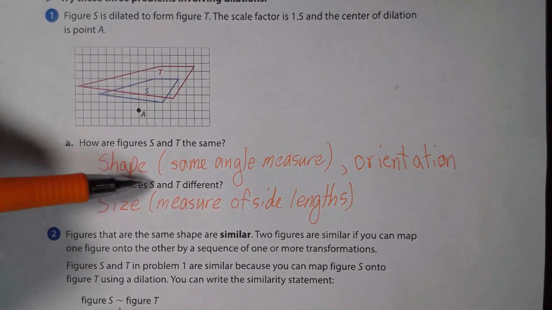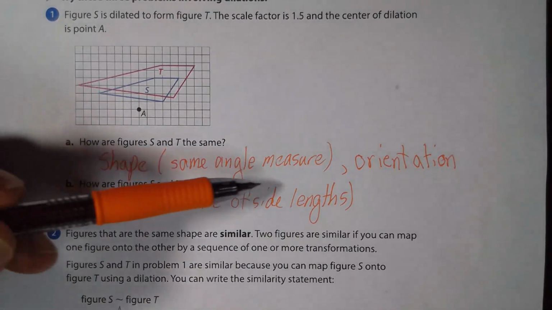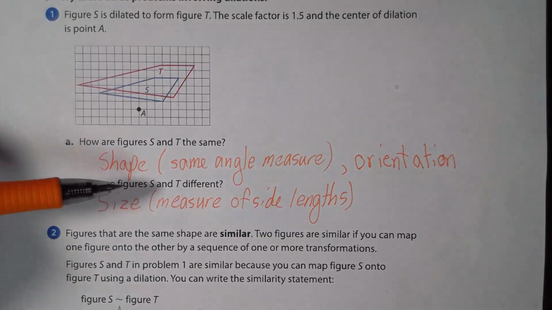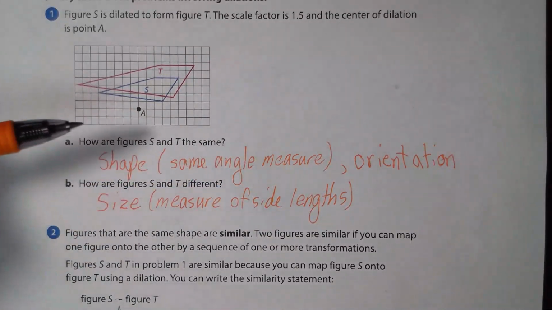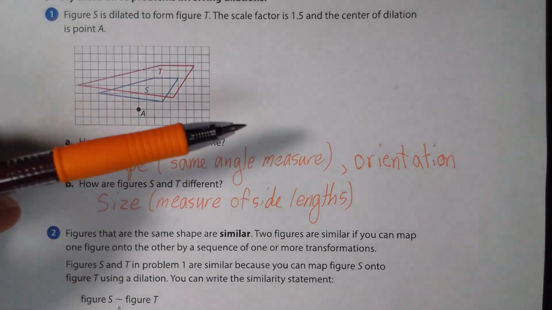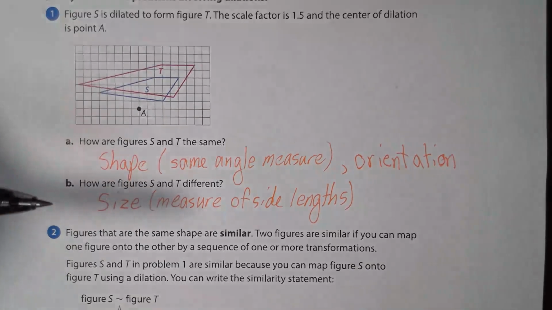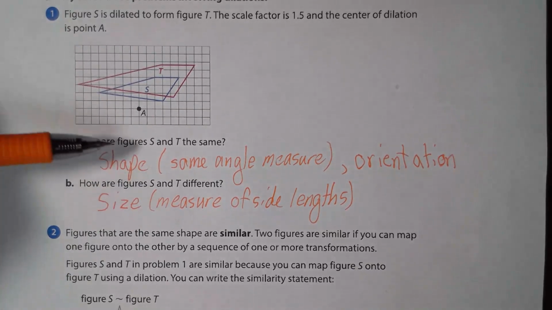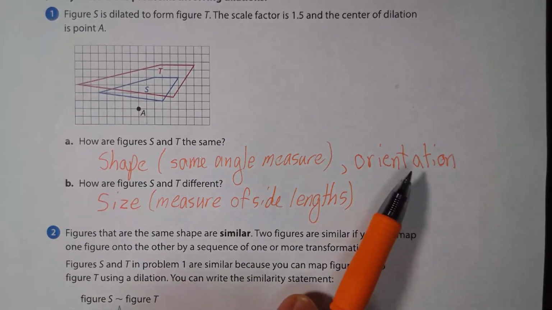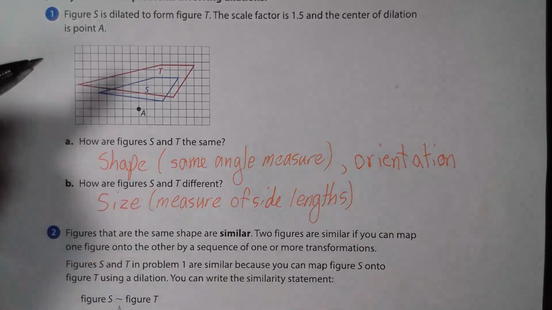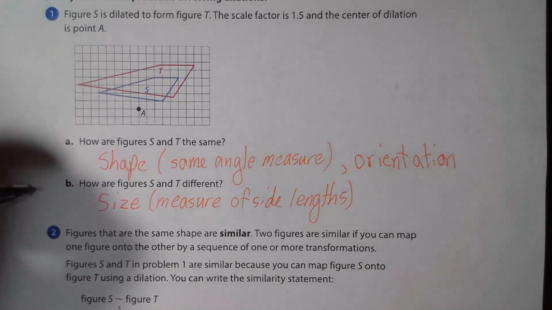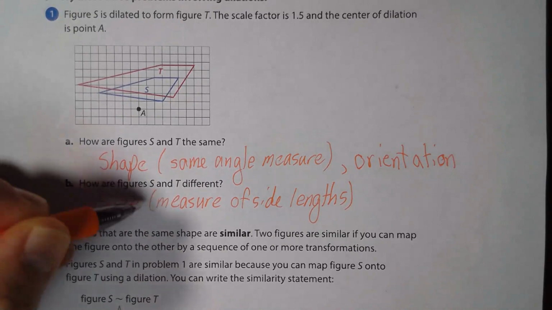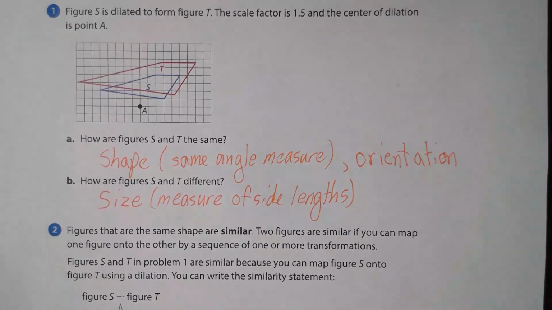So here's the big thing. When we're doing a dilation, the shape is still staying the same. We're always going to maintain that shape. We're not going to make something different when we do a transformation. We're also maintaining the orientation here. But dilation is our only transformation this year that's going to change the size.